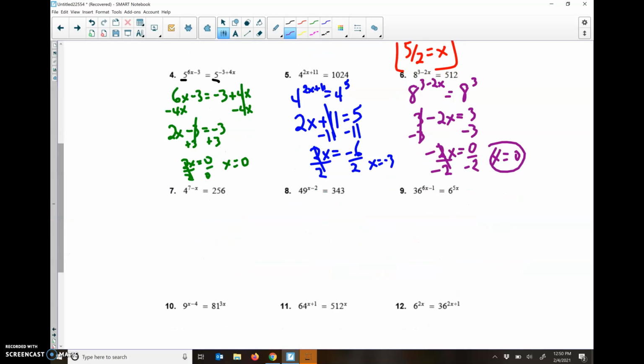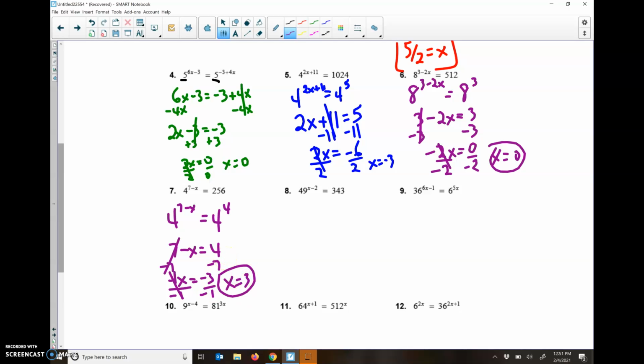Okay, last one of these where we have to change it once. And we already kind of did this one on number 5. So I remember that 4 to the 4th power is 256. So now I have 7 minus x equals 4. Subtract 7 from both sides. You have negative x equals negative 3. Now let's divide by negative 1 to get rid of that negative in front of the x. So we end up with x equals 3.